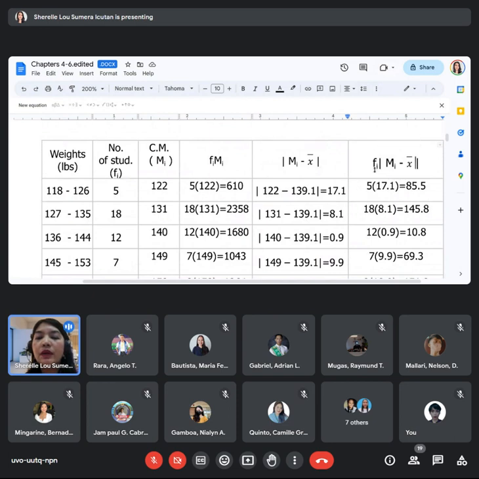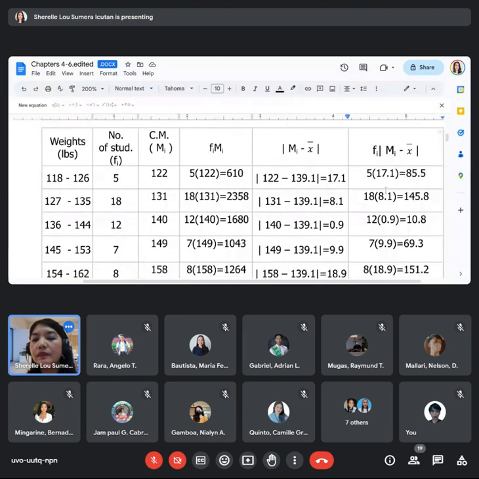Now, what about in here? You have Fi times Mi minus X bar. So for this value, Mi minus X bar, you have to multiply that with your Fi. So Fi times Mi minus X bar. This is 17.1, so 5 times 17.1 gives you 85.5. 18 times 8.1. We have illustrated in this book also how to compute it. Medyo illustrative talaga kasi kitang-kita mo kung paano ginawa.